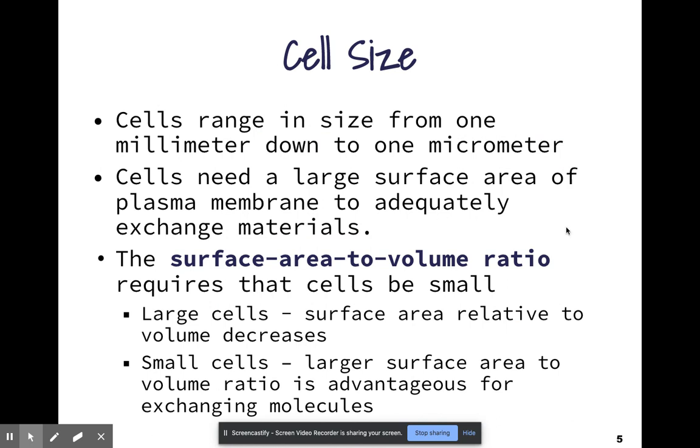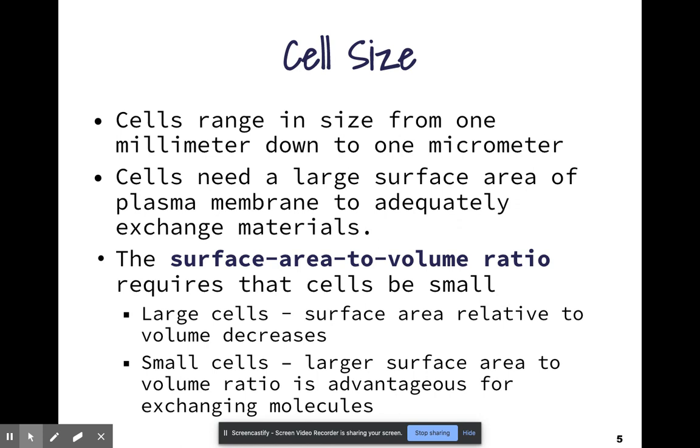All right, cell size. Cells range in size from 1 millimeter down to 1 micrometer, so they're pretty small. Cells need a large surface area of plasma membrane to adequately exchange materials. So the surface area to volume ratio requires that cells be small. Cells need to be small.